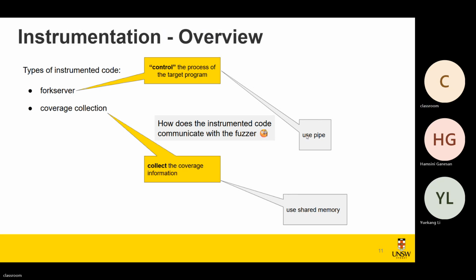So these two types of instrumented code are communicating with the fuzzer, and they are communicating using some typical interprocess communication techniques for Linux, and one of them is pipe, the other one is shared memory.